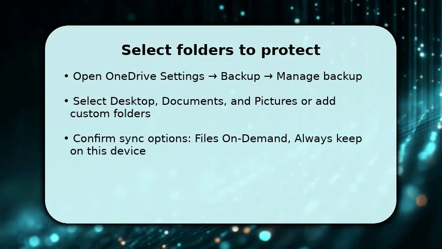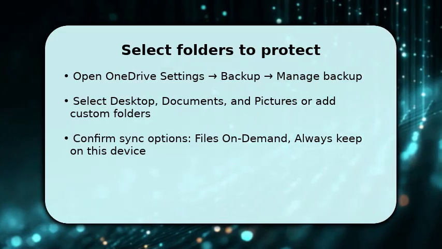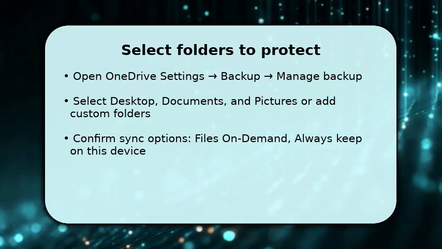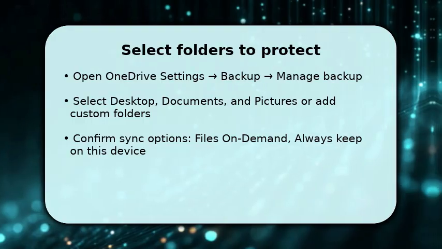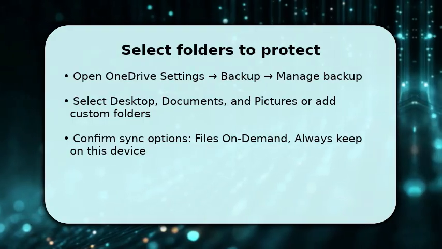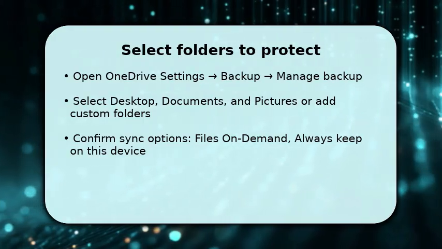Now you choose exactly what gets backed up and how. Go to OneDrive settings, open Backup, then Manage Backup. Check Desktop, Documents and Pictures, or add any custom folders you rely on.